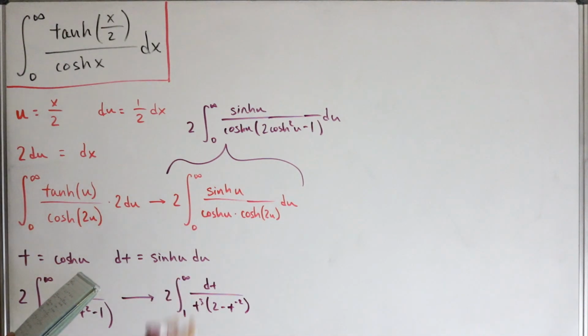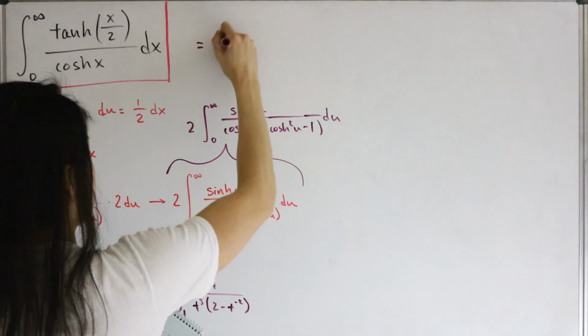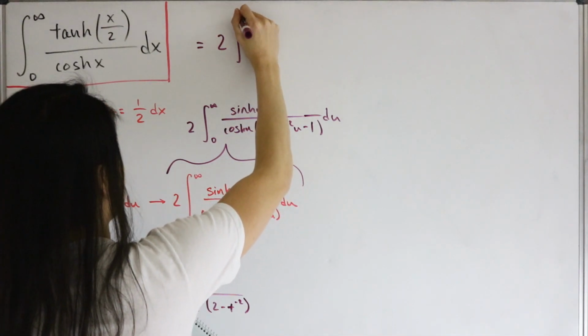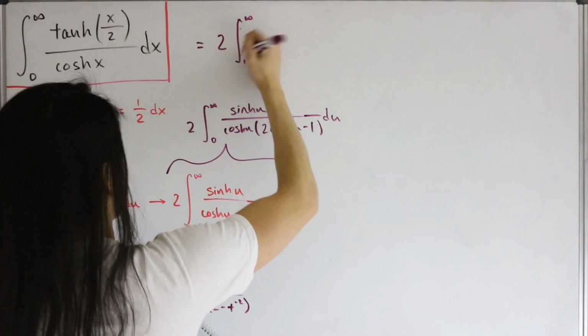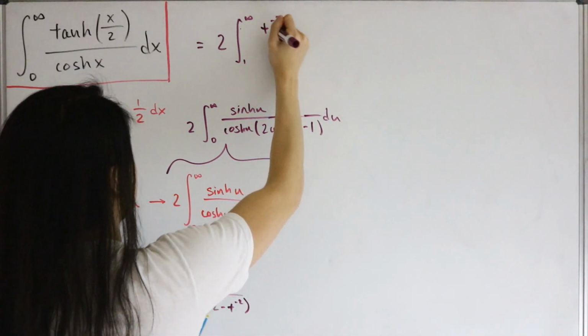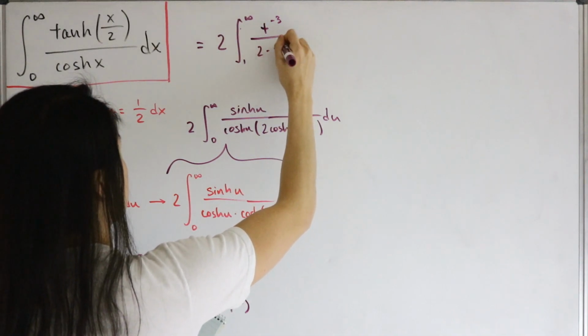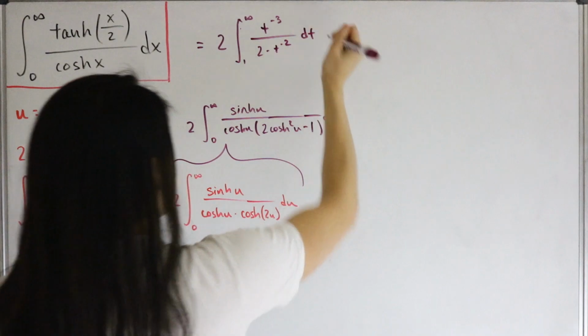Okay, so now let's actually get a little clever and fix this up a little bit. So I can write this as 2, and then our integral is going to be from 1 to infinity. I'm actually going to put this in the numerator. So that's the same thing written as t to the power -3. And then now divided by 2 minus t to the power -2, and then dt.